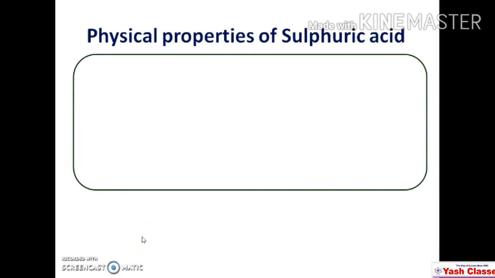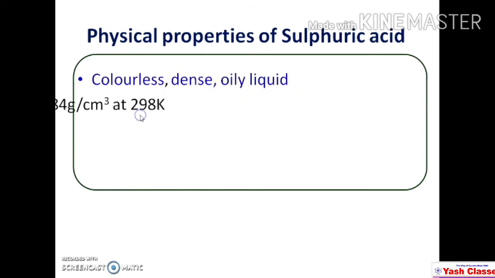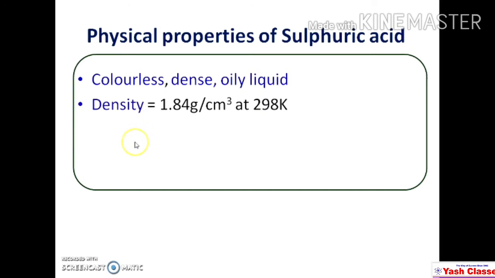During the last lecture, we discussed the manufacture of sulfuric acid by the contact process. Now the next point is the physical properties of sulfuric acid. Sulfuric acid is a colorless, dense and oily liquid. Its density is, of course, greater than water.